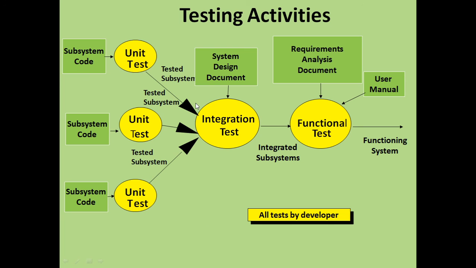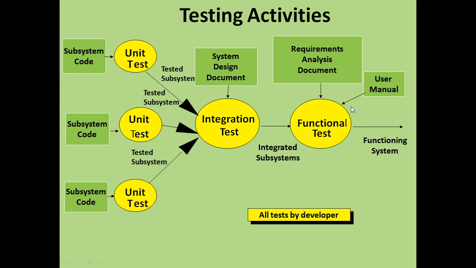Testing activities as far as the system test is concerned: we have the unit test, and the tested subsystems are provided to the integration test, and further, a functional test is performed on it. Subsystem code is there. Then, as far as unit test is concerned, only code is considered, and in the case of integration, as you can see, design as well as code, both things are considered.